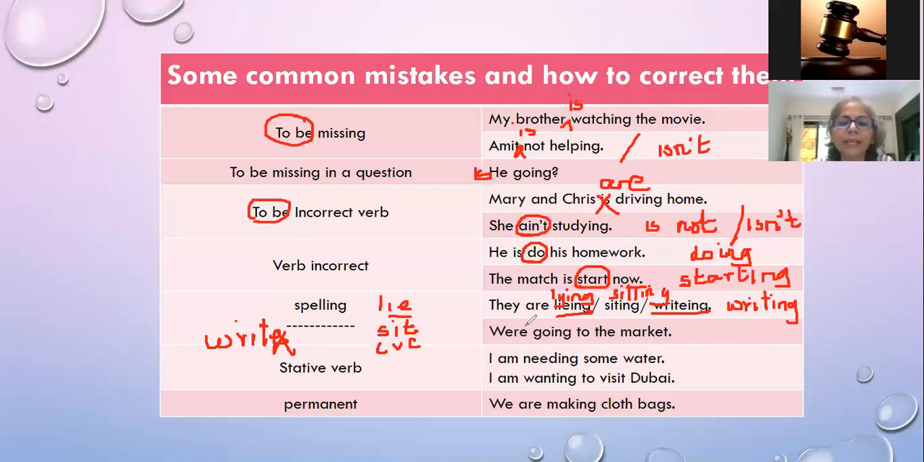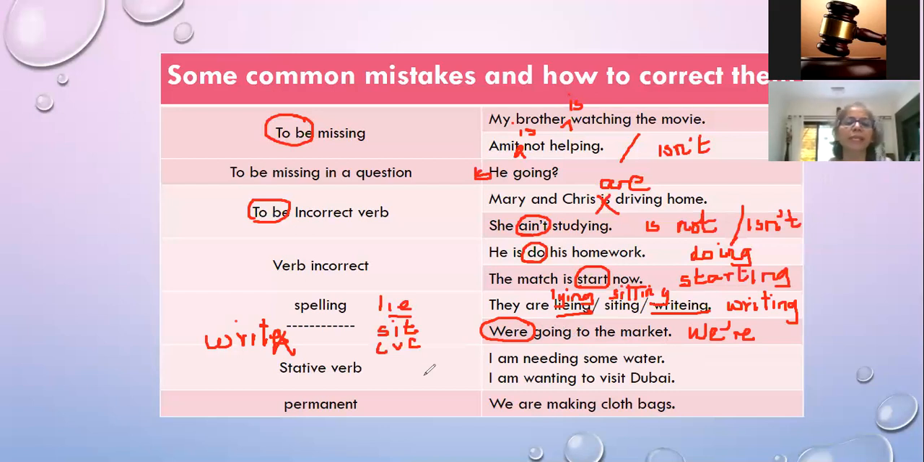Here there's an error in the contraction. It says "we are going to the market," written as "were." What has happened here is the apostrophe is missing. So it should have been we apostrophe RE, we're going to the market. Because it's a contracted form that is used here.